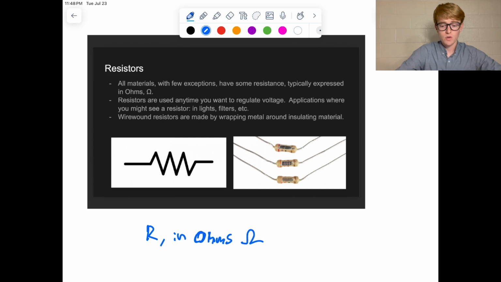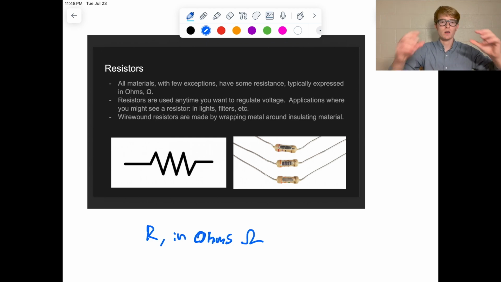And then how to make a resistor physically. I just have one example here, which is wire wound resistors. There are other types of resistors, of course. In microelectronics, you might see something like polycrystalline silicon used as a resistor. Basically, there's lots of different resistor types, but this is maybe the most common one that you'll see in the lab a lot, these axial wire wound resistors.